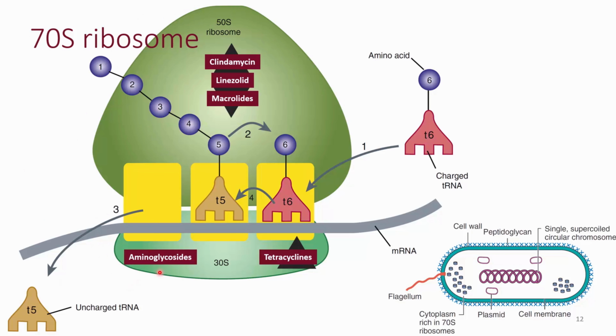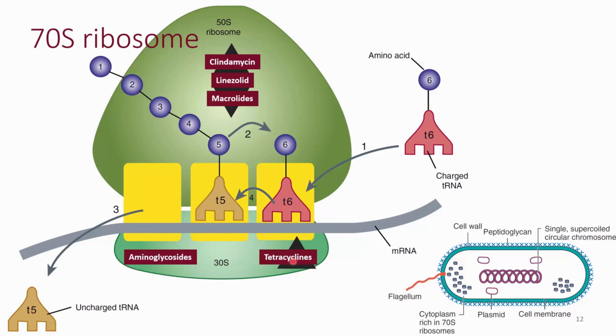Aminoglycosides in particular bind to the 30S subunit. The function of the ribosome is to translate messenger RNA into a polypeptide. So these amino acids will come into the ribosome and, based on the genetic code, form a polypeptide chain. An aminoglycoside will interrupt this translation process.